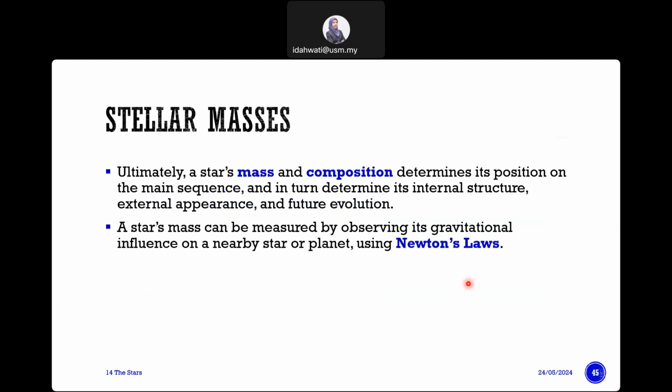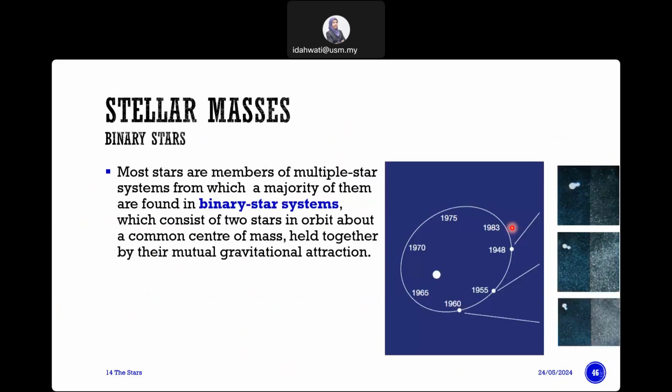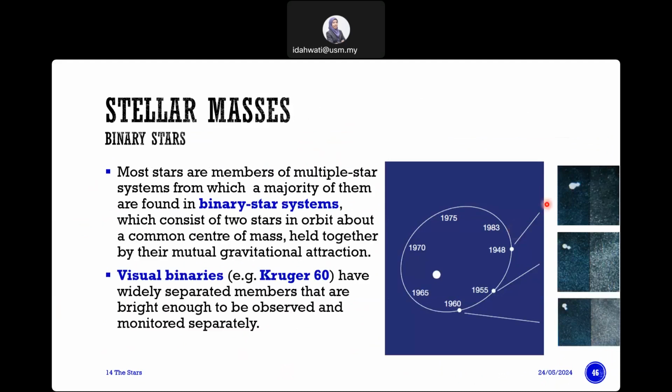We do have to include Newton's law, where a star's mass can be measured by observing its gravitational influence on a nearby star or planet using Newton's law. Most stars are members of a multiple star system, of which a majority are found in the binary star system, which consists of two stars in orbit, held together by their mutual gravitational attraction.